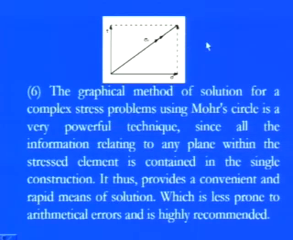The graphical method of solution for a complete stress problem using the Mohr circle is a very powerful technique, because it gives you all kinds of flexibility: just rotate this angle, counterclockwise or clockwise, and get those values. You can get all those values by simply locating the points, rather than doing all the analytical analysis, since all the information relating to any plane within the stressed element is contained in the single construction.